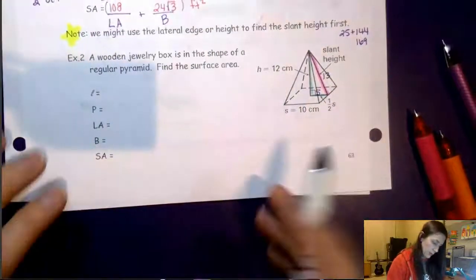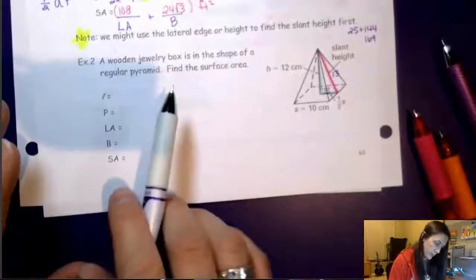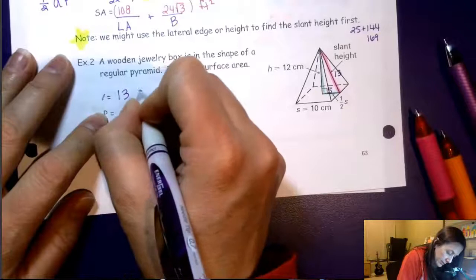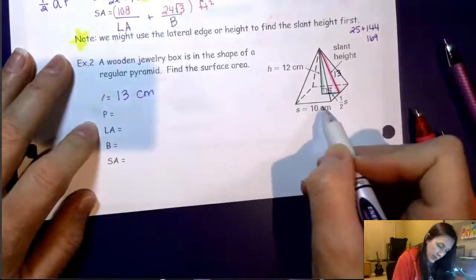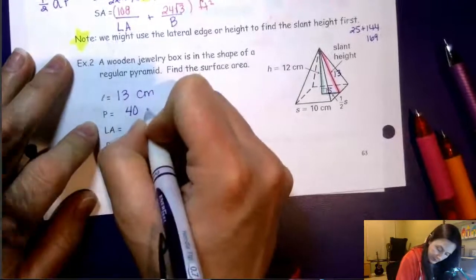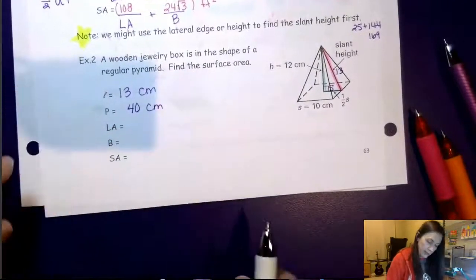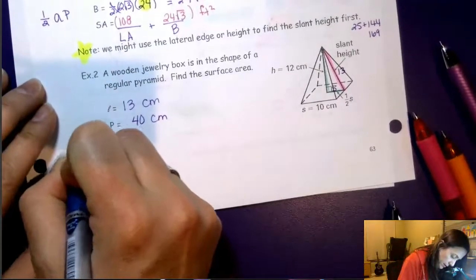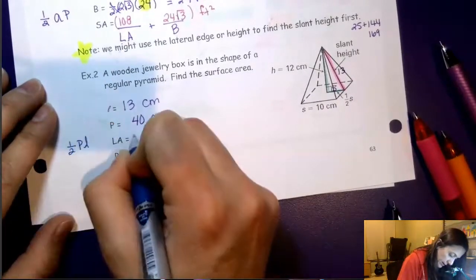Okay, so here's all the information. A wooden jewelry box. My slant height here is 13 centimeters. My perimeter is 10, 20, 30, 40 centimeters. My lateral area, remember the lateral area is 1/2 the perimeter times the slant height.